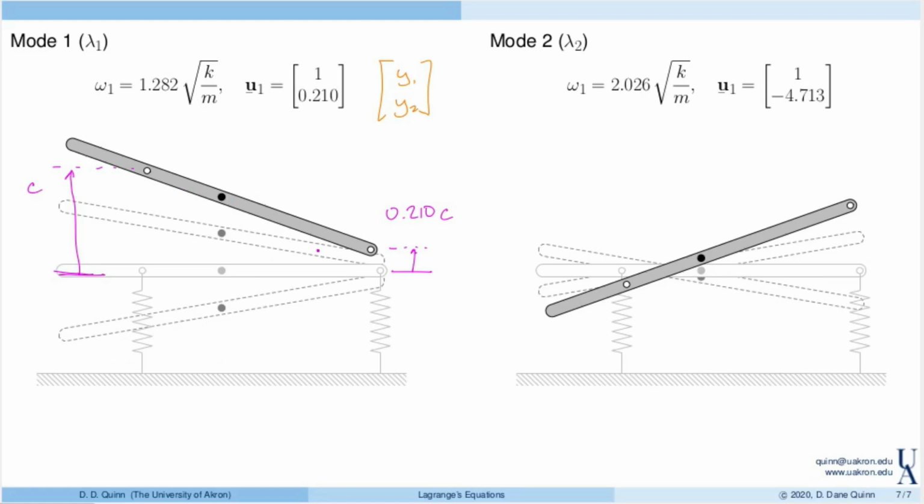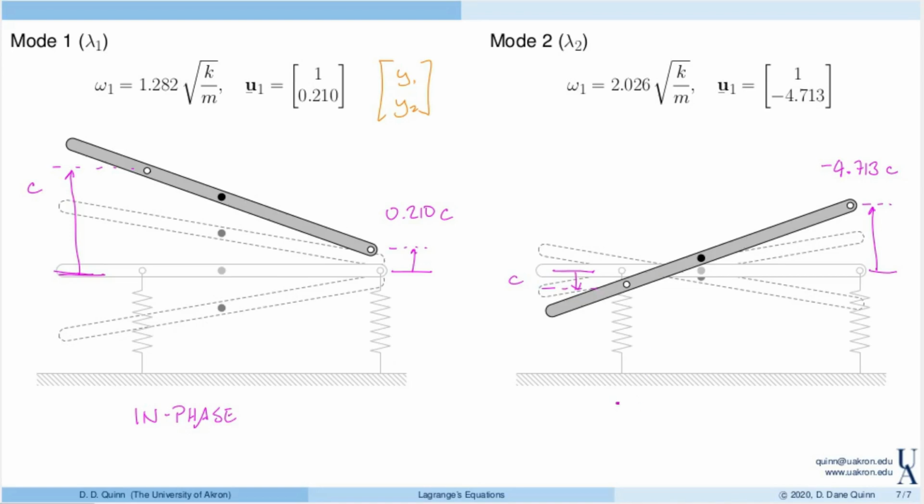The bar rocks back and forth as the point on the left moves up, the point on the right moves up as well. As it moves down, the right moves down. So this actually we would say is an in-phase mode. Both coordinates are moving together. Now, mode 2 is an out-of-phase mode. So how do we see that? Well, here, if the displacement on the left is some value, c, and in this case, c would be a negative number, but what's really important is the relative size and the relative sign. If this displacement is c, then this displacement is minus 4.713 times c, much larger.